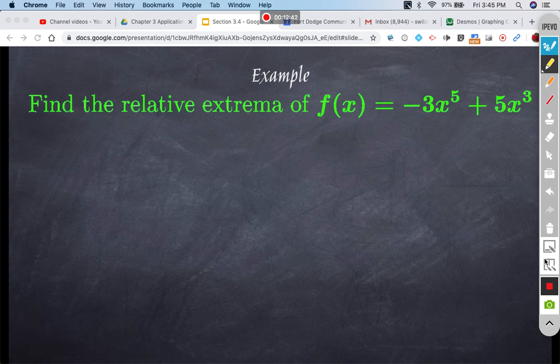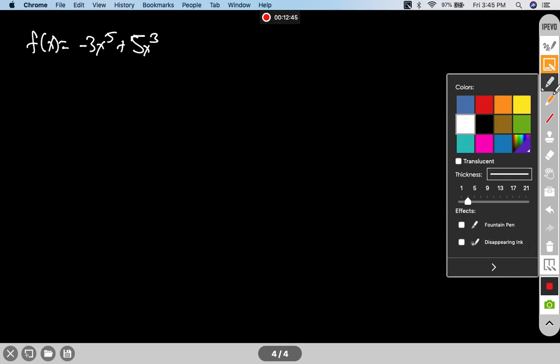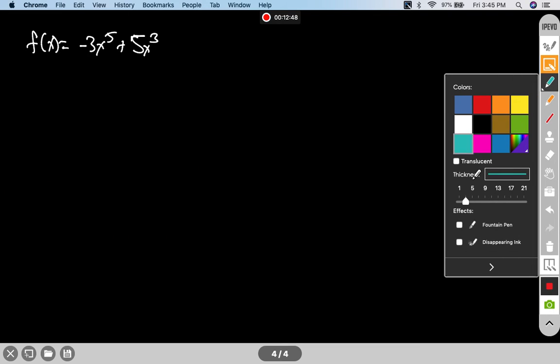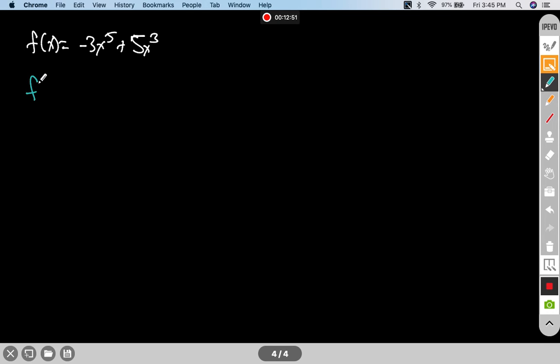So f of x equals negative 3x to the fifth plus 5x to the third. First step, we have to get to the second derivative, but we've got to start with the first derivative. So 5 times the negative 3, x to the fourth, 3 times 5. Oh, isn't that convenient? Because now I could go straight to the second derivative, but I need my critical points.